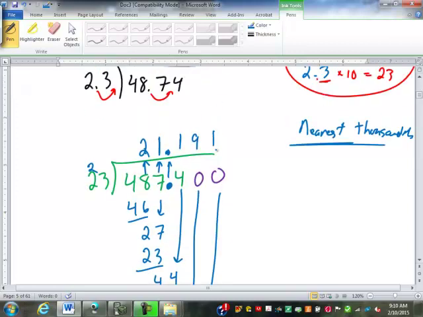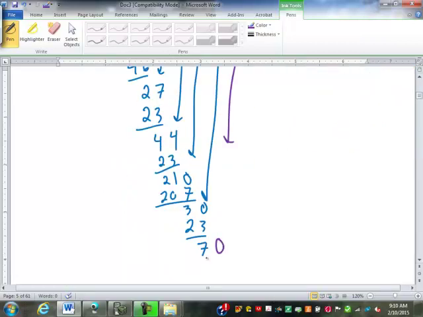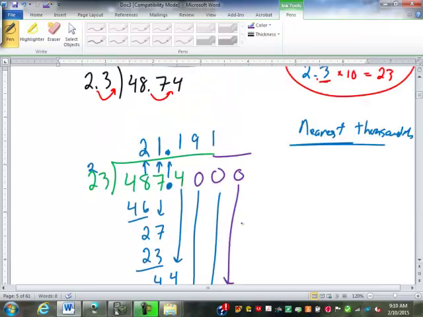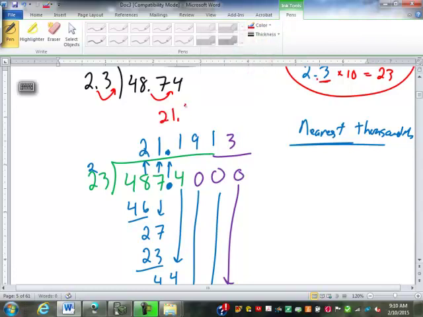We're to the nearest thousandth. We're to the thousandths place now. Are we done? Do we stop now? No, we have to go one more 0. We bring down that 0. 23 into 70 goes 3 times. The reason we had to go that one more place is because now this tells us that this really is going to be 21.191. If that 3 was 5 or larger, it would have been 21.192. We would have had to round it up.